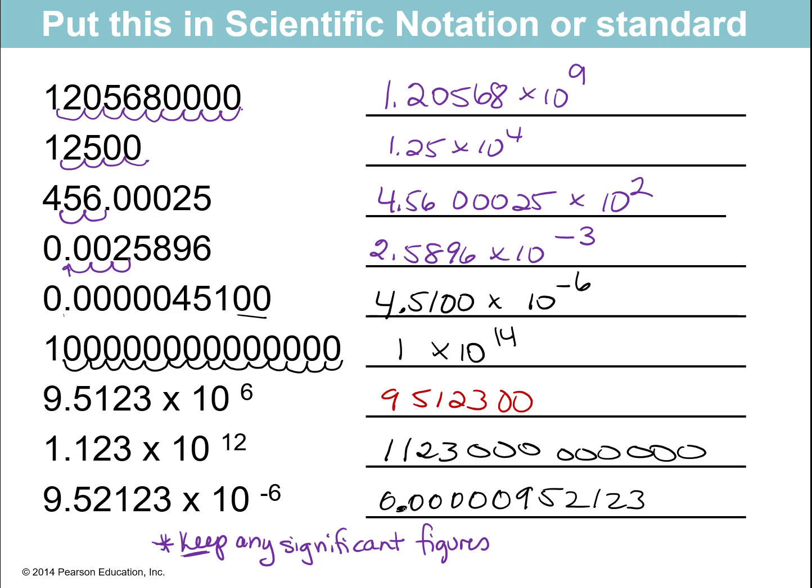Okay, just make sure that you remind yourself about this: you want to make sure that you keep any significant figures, whether you're going from exponents to the full number or from the full number to the exponent. You don't round any significant figures off.